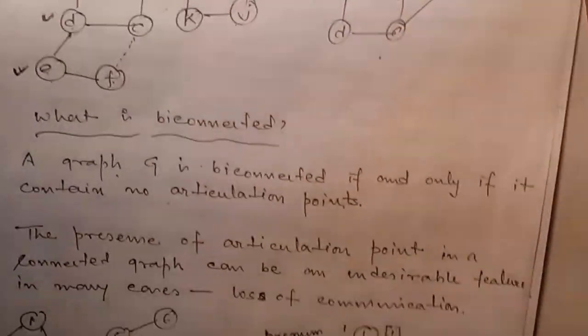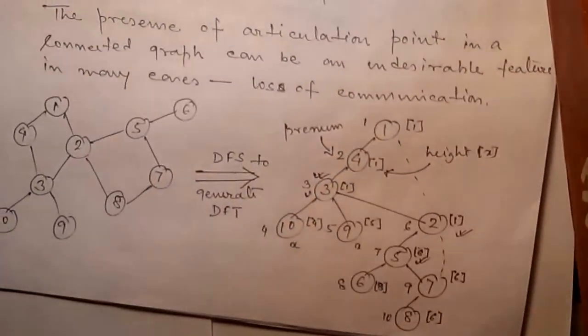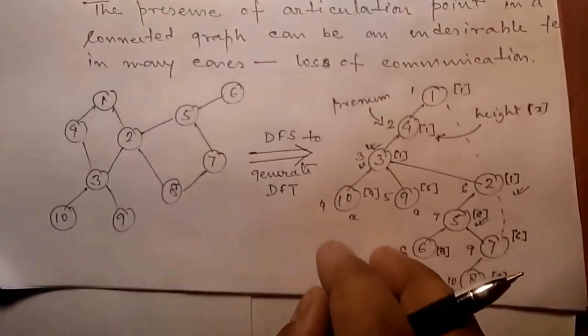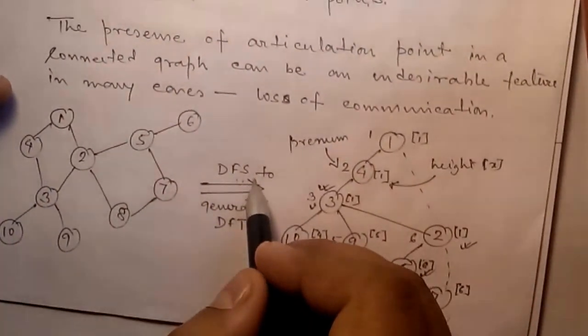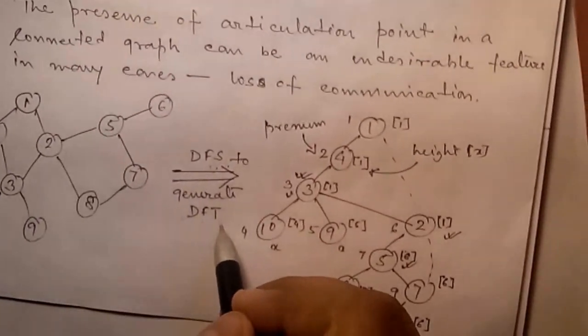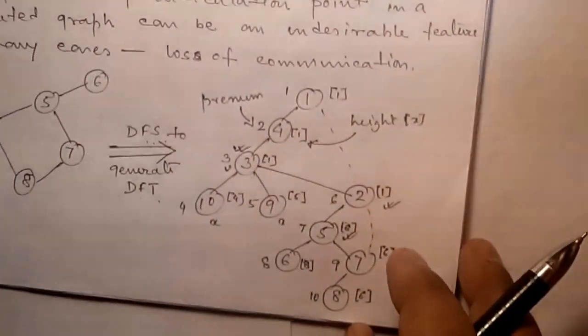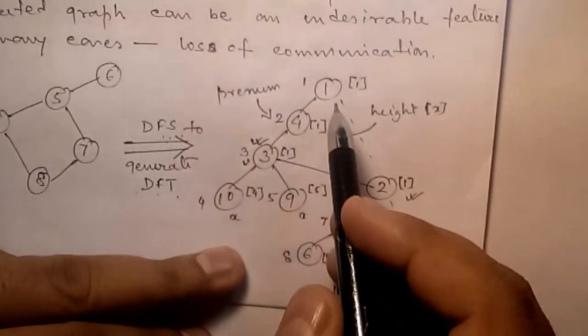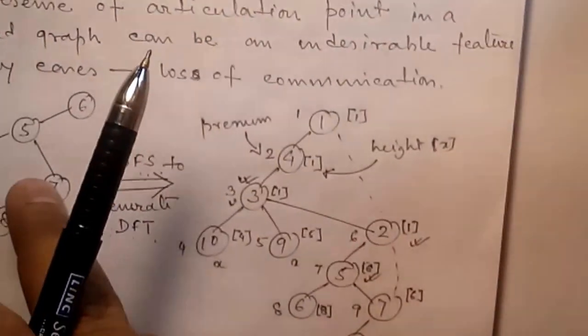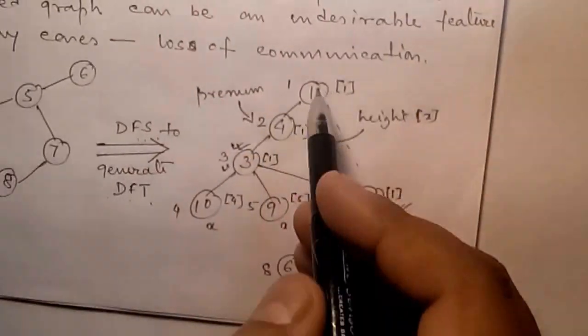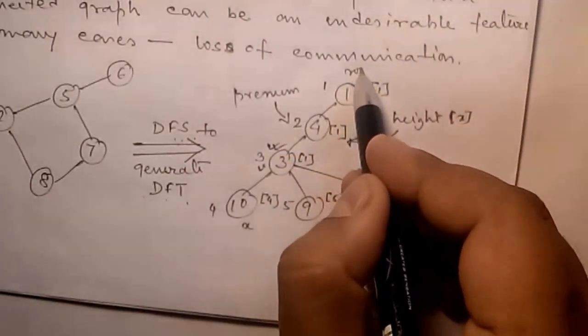Next question is how to identify the articulation points. Now, it's a graph. First of all, we have to apply depth first search to generate a depth first tree. Here we have applied it, and this is the depth first tree for this particular graph. So 1 is the root node.